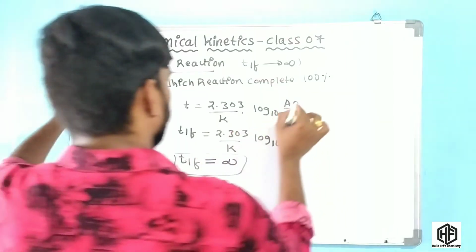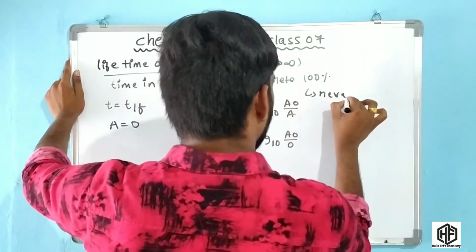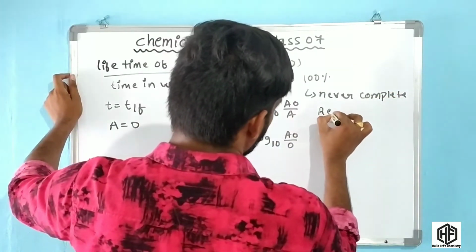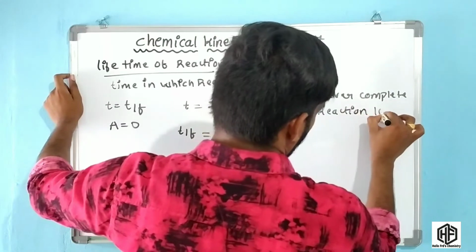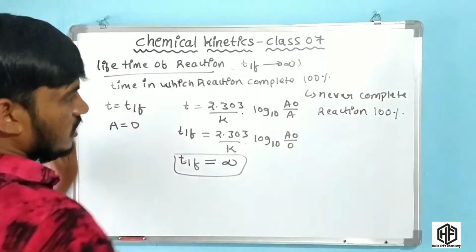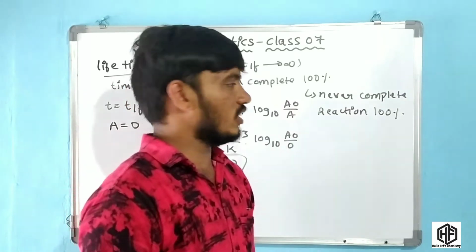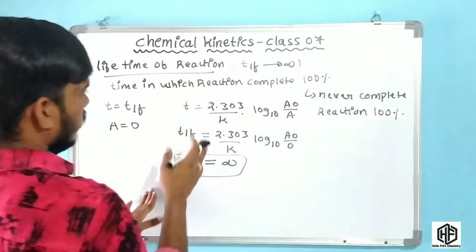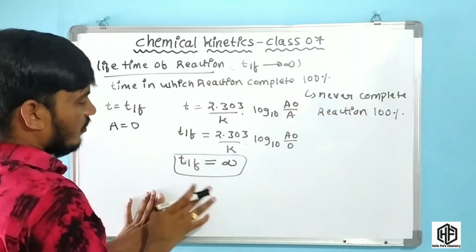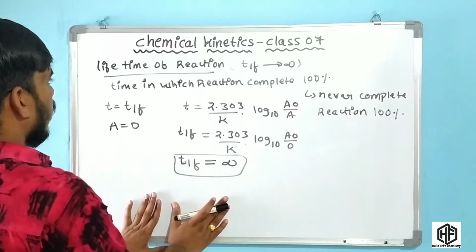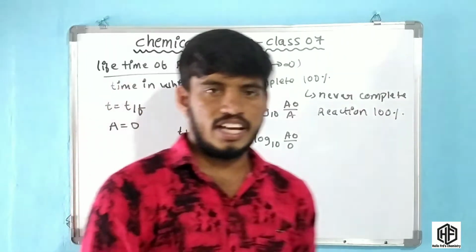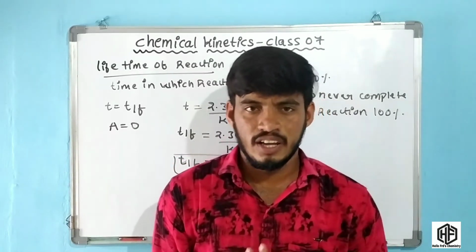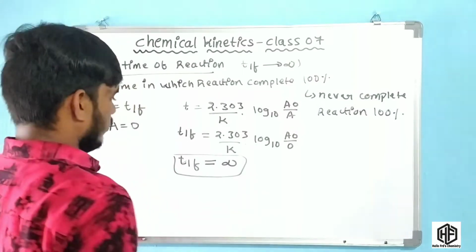It means a first order reaction never completes 100%. It means this reaction may be 99.6% complete, but it can never be 100% complete. This is because the t lifetime is infinity. This is the basic concept of the lifetime of a first order reaction. Okay, friends, and the next important thing is the examples of first order reaction. This is clear, friends.